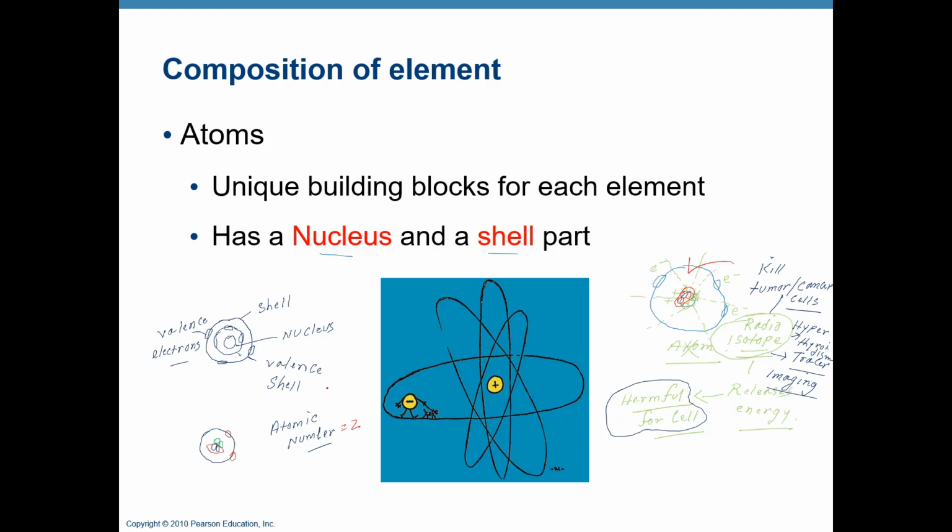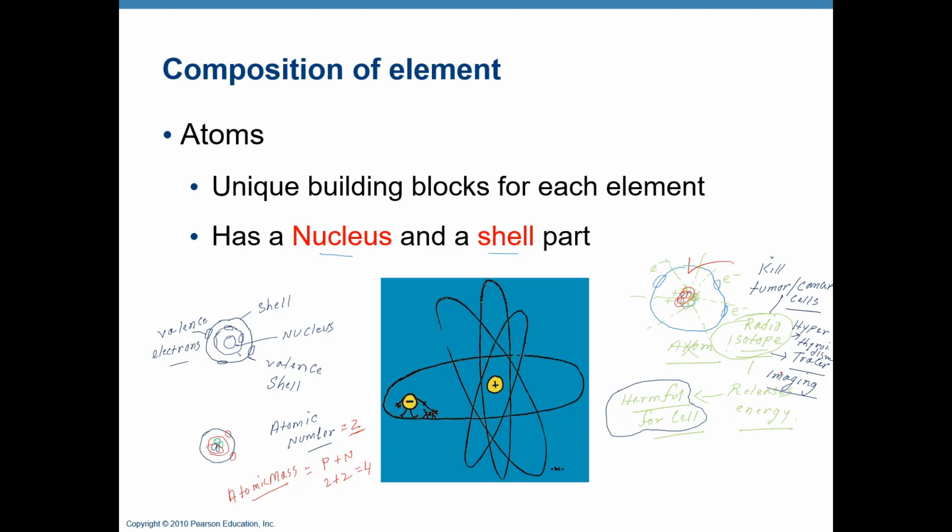Now, another term we use is called the atomic mass. Atomic mass is protons plus neutrons. So what is the atomic mass of this atom? 4, because 2 protons, 2 neutrons, right? So 2 plus 2. Atomic mass of this atom is 4. However, the atomic number is 2.